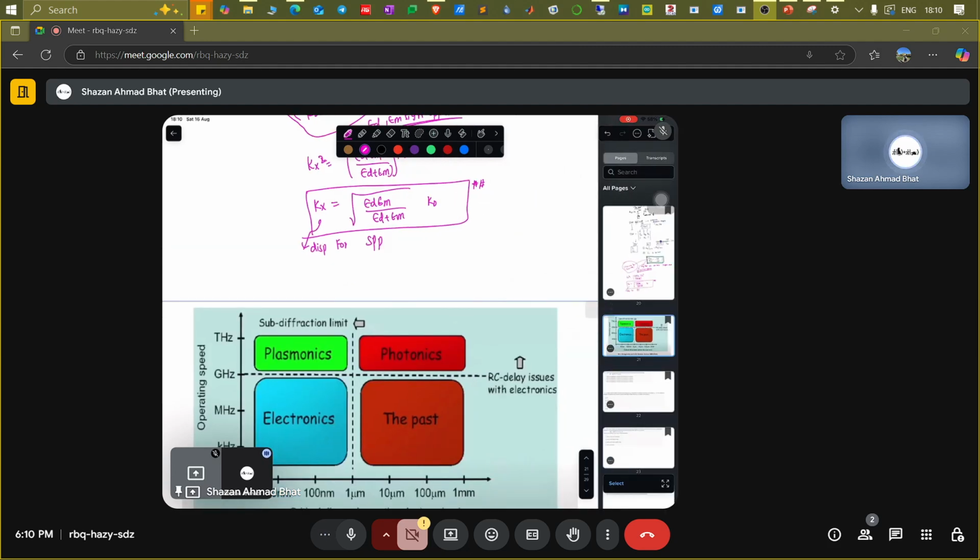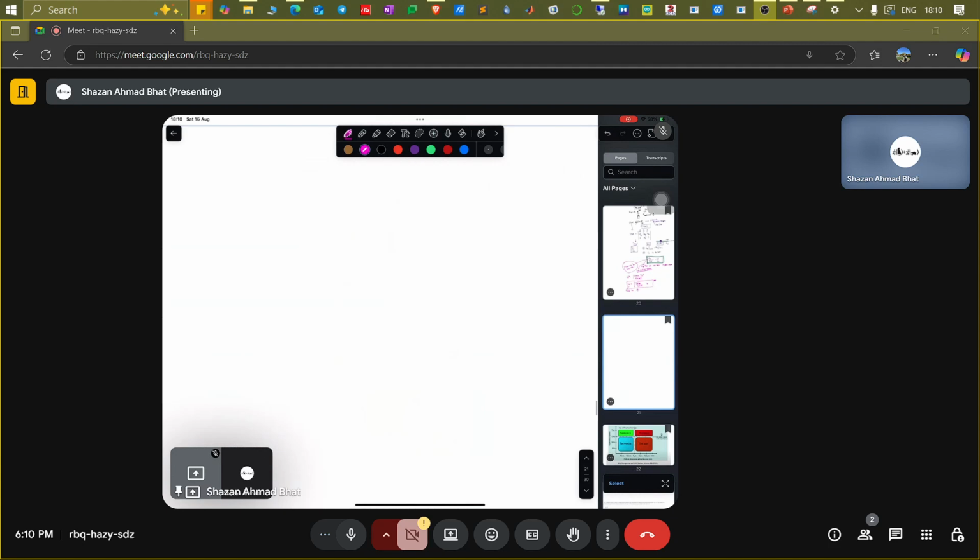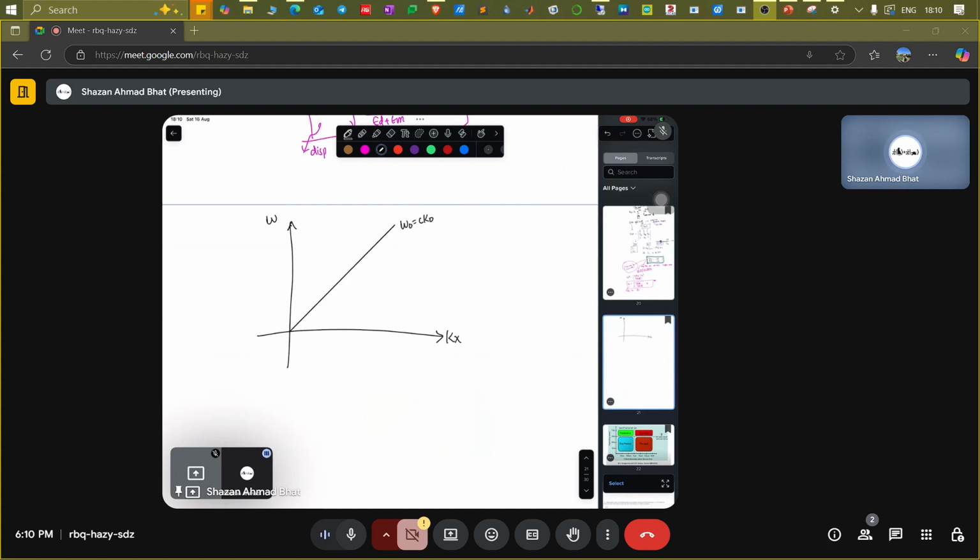Now is the essential part of the discussion. What is happening? Now what is happening is that if you have omega versus kx, earlier for the free space, omega naught is equivalent to ck naught. This is for the free space. But what is going to happen? There's going to be a behavior something like this at omega p divided by square root of 2.